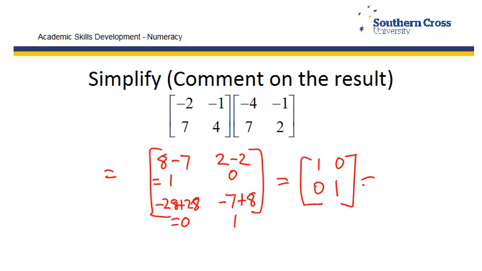which is called the identity matrix. So the comment that you can make on this is that these matrices must be inverse to each other, because when you multiply inverse matrices you end up with the identity matrix.